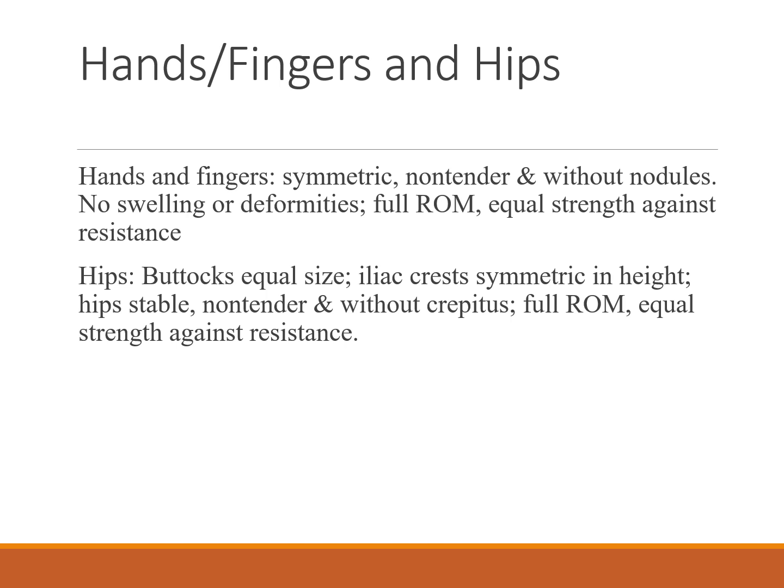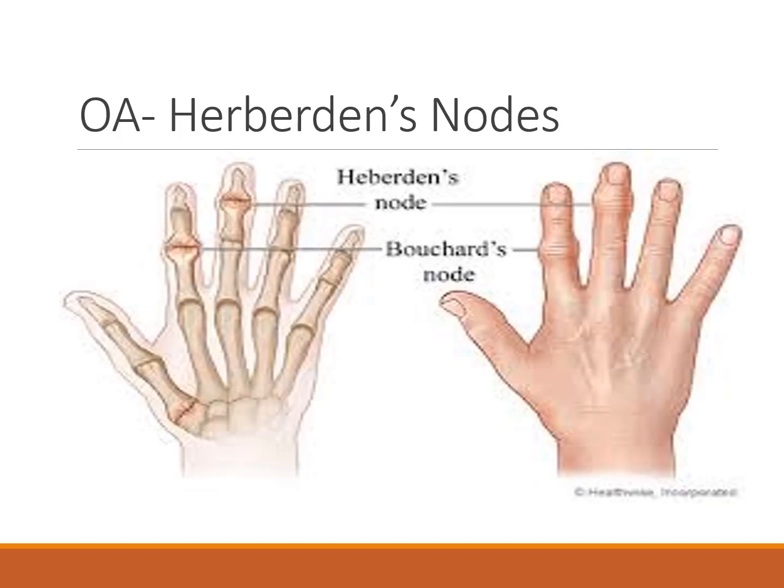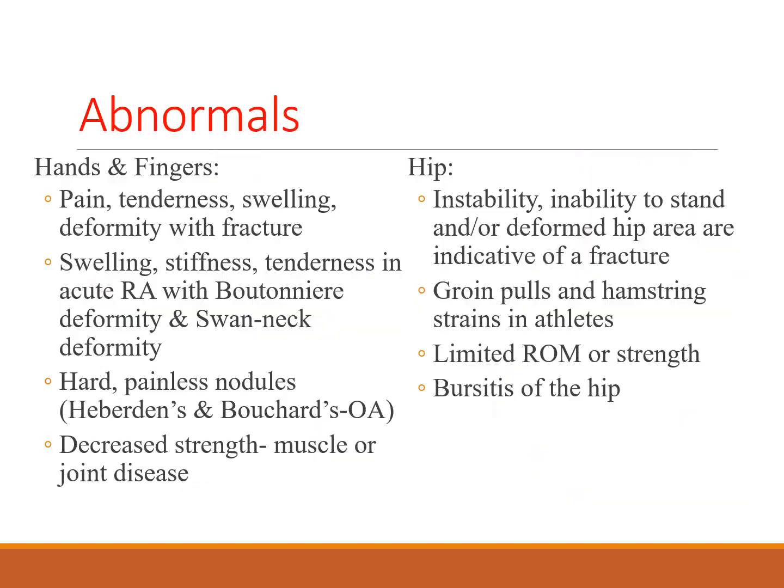So hands and fingers are normally symmetric, non-tender, without nodules. You'll see as we look forward to osteoarthritis, you might have Heberden's or Bouchard's nodes for patients with that osteoarthritis as swelling and discomfort later on. When you look at the hips, we again are assessing for symmetry. We want the hips to be stable. We want them to be symmetric in height and have full range of motion. So here's a picture of Heberden's nodes and Bouchard's nodes related to osteoarthritis.